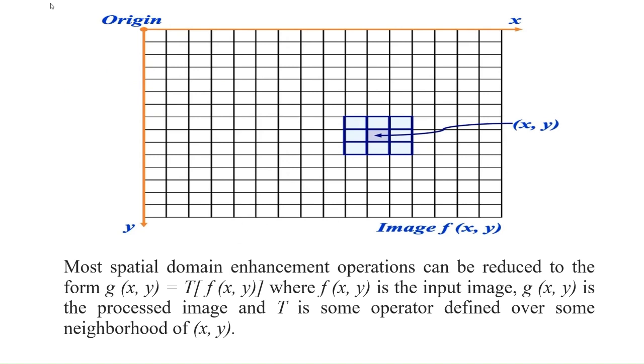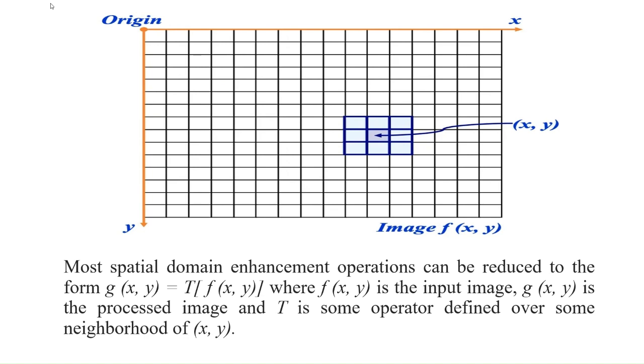Next, this is the diagrammatic representation of spatial domain enhancement operations. We are selecting an area of the image, some part of the image. We are giving the x-axis and y-axis. We are selecting some part to edit the image, that is x and y.